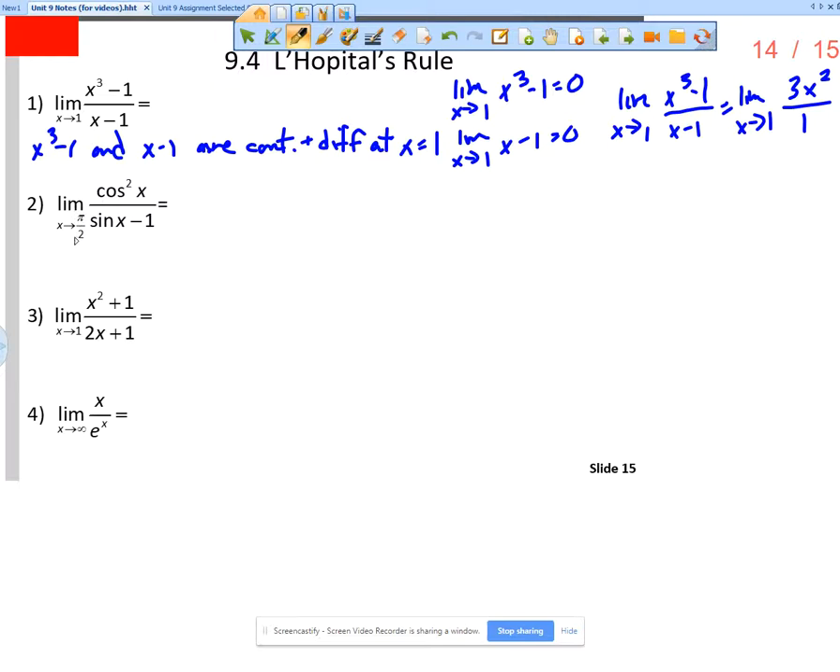So cosine of pi over 2. What is the cosine of pi over 2? Well, cosine of pi over 2 is 0, so 0 squared is 0. Sine of pi over 2 is 1, minus 1 is 0, so 0 over 0. So what are we going to do?